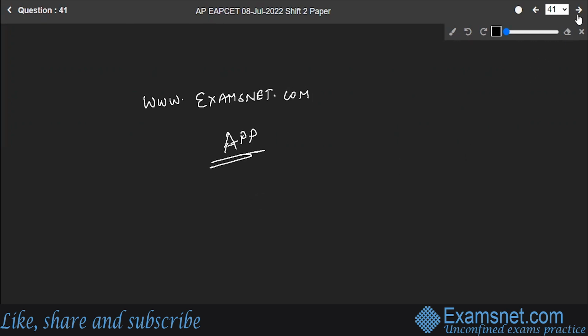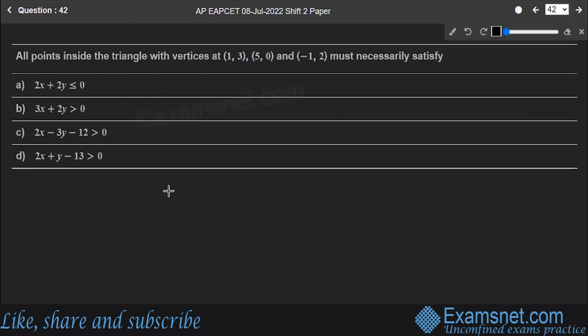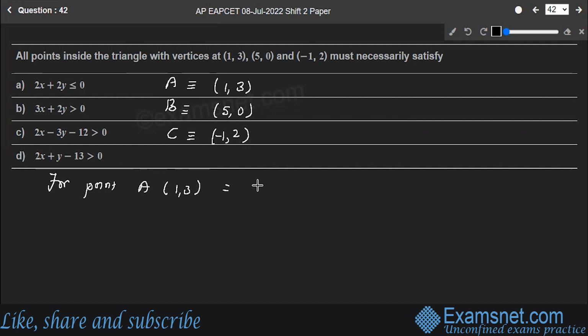Let's go forward. Question number 42. All points inside the triangle with these vertices must necessarily satisfy which of the following inequations. So you are given that A is (1, 3), B is (5, 0), C is (-1, 2). For point A, (1, 3), 3x + 2y is equal to 3 + 6 is equal to 9.